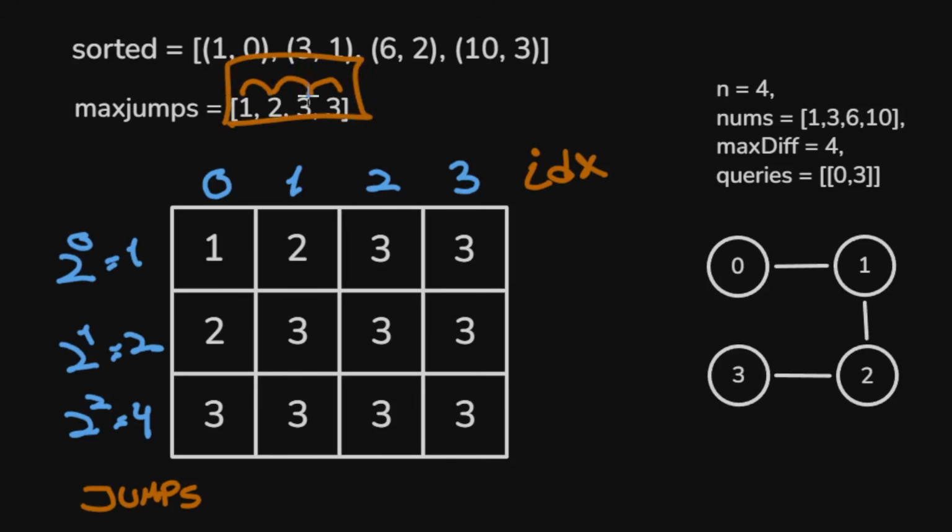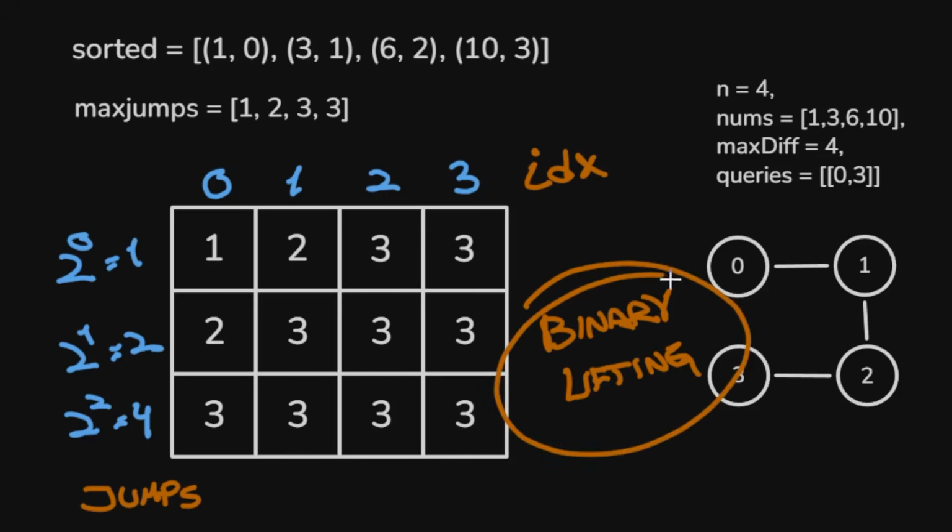These 3 happens to be the minimum number of jumps to go from 0 to 3, so the result of this query is 3. And this is fine, but as you may guess, it's very inefficient because we need to run a DFS for every query. So what we are doing here instead is something called binary lifting.